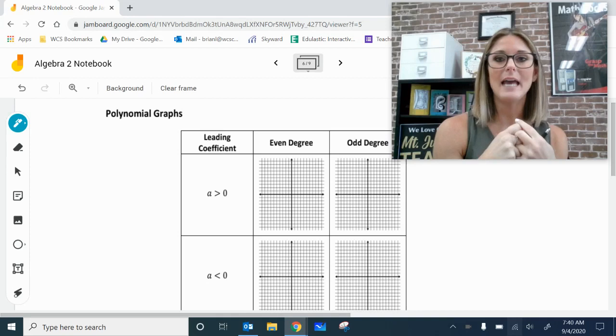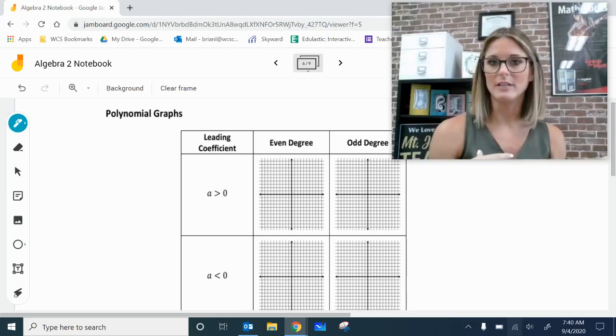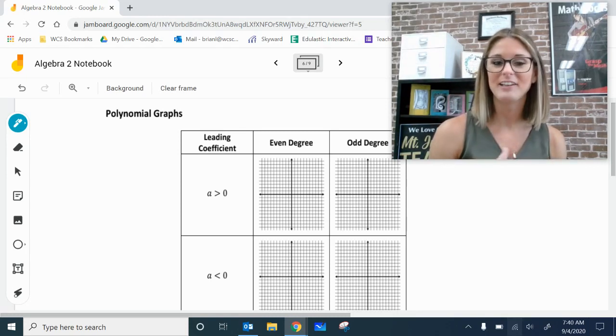And so now we're going to look at polynomials as functions. So y equals several of these terms. So I know that sounds overwhelming. So we're going to break it down into some really basics about how these guys graph.